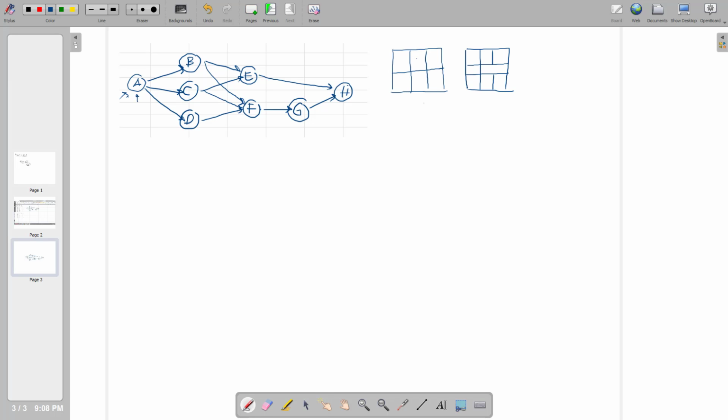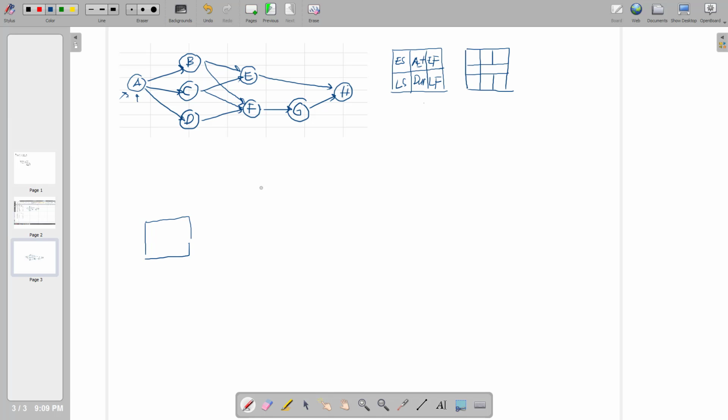On the top, I'm going to put the activity. At the bottom, I'm going to put the duration, and then over here, I'm going to put the early start. This one is the early finish, this one is late start, and this one is late finish. So this will be our legend. Okay, so I'm going to replace it into our network diagram here.